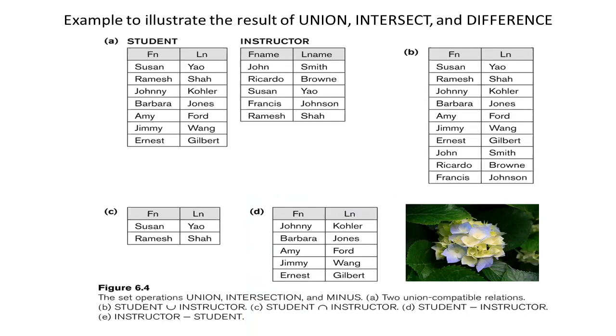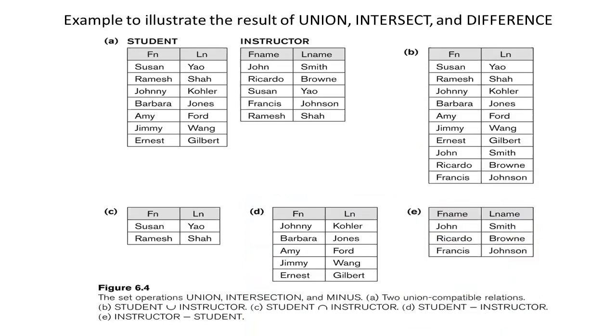The common data that is present in both will be eliminated. You can see here only the intersection portion, that is Susan Yao and Ramesh Shah, will be eliminated from the resultant relation. So it is a different combination. Then in table E it shows instructor minus student. In instructor minus student, whatever data is available in the instructor will be considered, and the student data is subtracted from it.